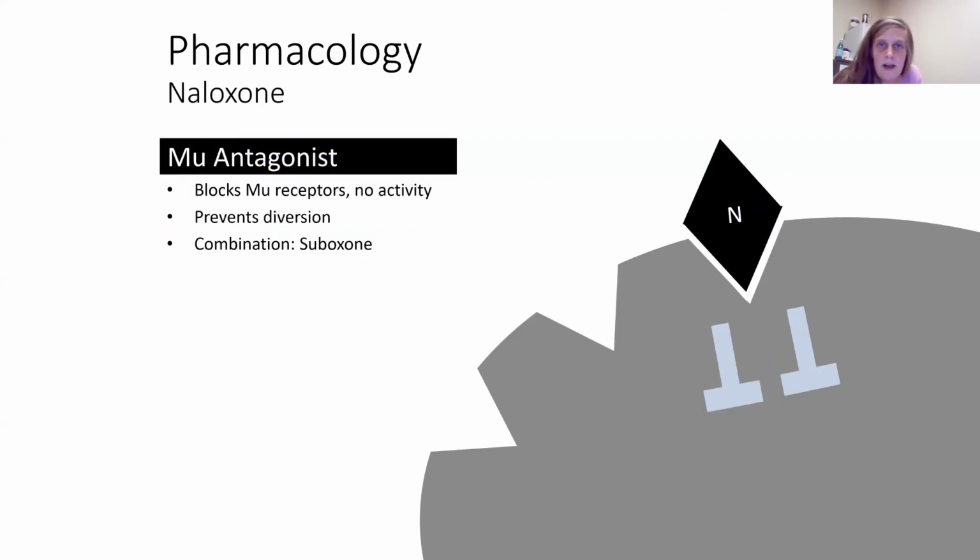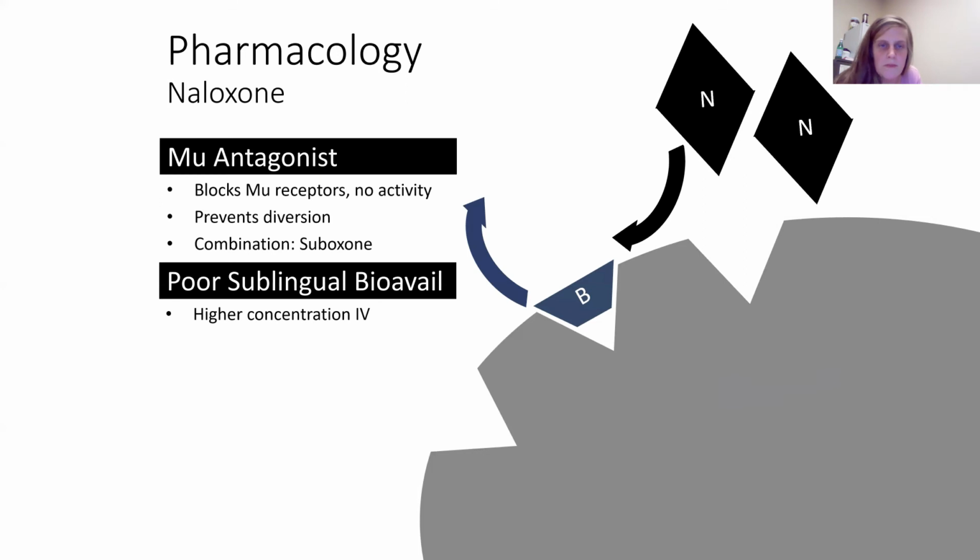The other component of our combined product is naloxone. Naloxone is a mu antagonist, and so it binds those same receptors as heroin or buprenorphine, but it blocks the effects of the downstream reactions. The goal of naloxone being part of the Suboxone formulation is to prevent diversion. And we'll talk a little bit about how that happens.